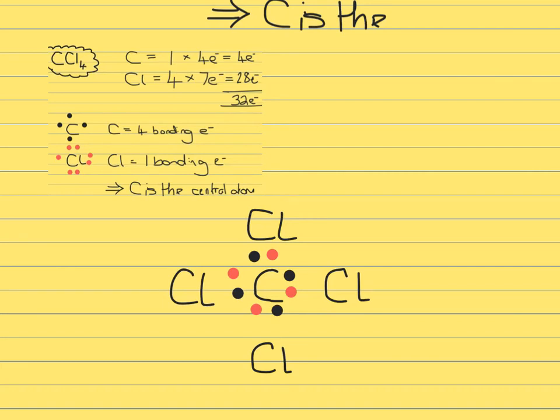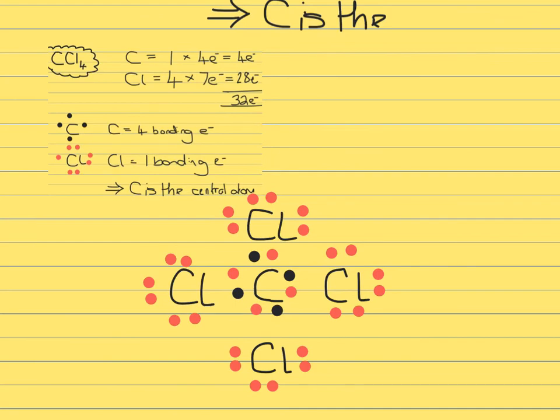So this chlorine has 1, 2, 3, 4, 5, 6 electrons plus the 2 that are shared in the bond. That gives it 8 electrons and completes the octet. And this one, 1, 2, 3, 4, 5, 6, and this one, 1, 2, 3, 4, 5, 6, and this one, 1, 2, 3, 4, 5, 6.